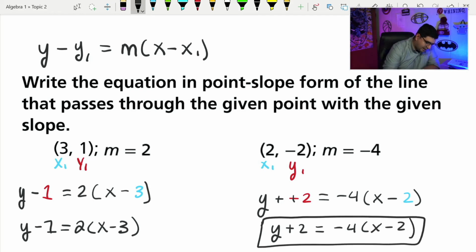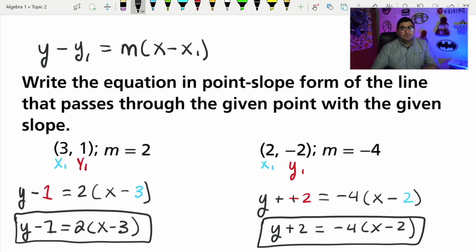Two examples on how to use the point-slope form to write an equation when we're given the point and the slope. So hopefully this short video on the introduction of what point-slope form is helped you understand how we can write the equation to the line in point-slope form when we're given a point and a slope. Again, those are the only two things we need. And in this video you saw how we write the equation when we're given those things directly. I didn't have to search for them.